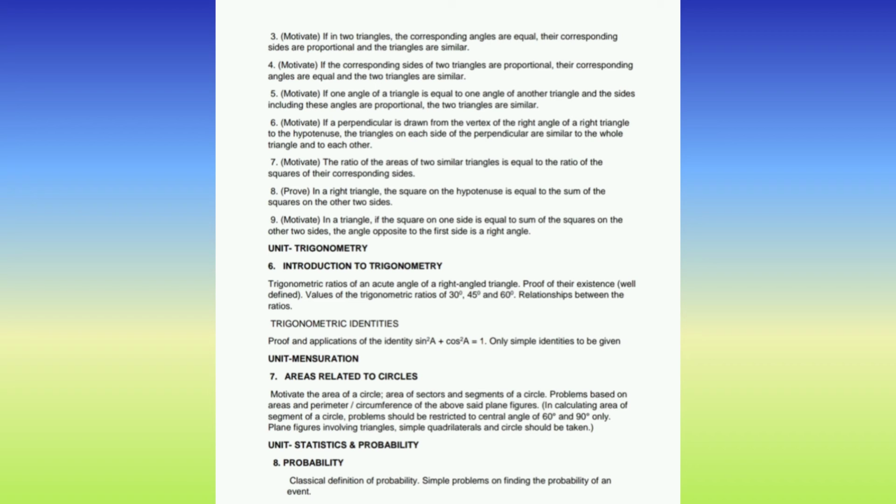You have to find the area of the circle, the circumference of the circle, the area of the sector of the circle, the area of the segment of the circle. But another type of question will come: the arc of the circle is given and you have to find the central angle. But when you find the area of the sector or the area of the segment, the angle must be 60 or 90, not exceeding these two angles.